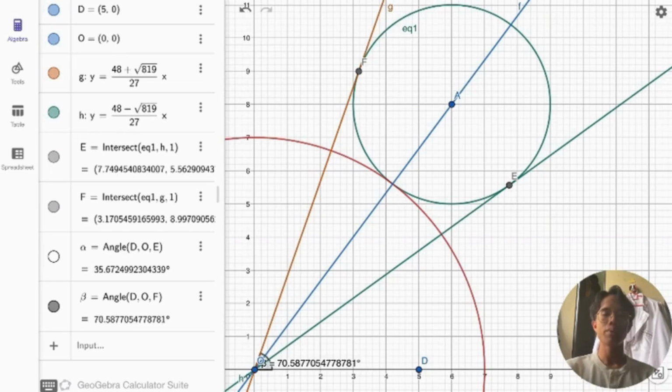And to find the argument minimum and argument maximum, we need to substitute the complex number into the r times y over x. So we got two arguments here. For the maximum argument, we got 70.5877. And for the minimum argument, we got 35.672499.